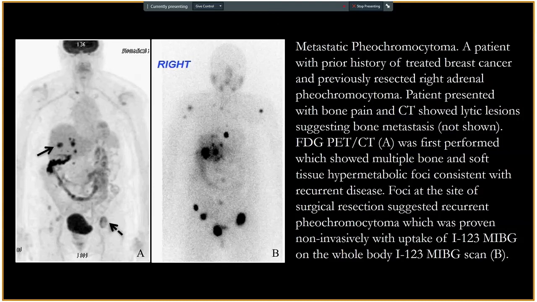With FDG PET, they can both be hypermetabolic. Breast cancer can be hypermetabolic, and pheochromocytomas are also hypermetabolic. But the distribution suggests on the FDG PET CT, because it's recurrence in the region of the previously resected pheochromocytoma, so it's more likely to be a pheochromocytoma, but just looking at hypermetabolism, we cannot tell. But I-123 MIBG is very specific.